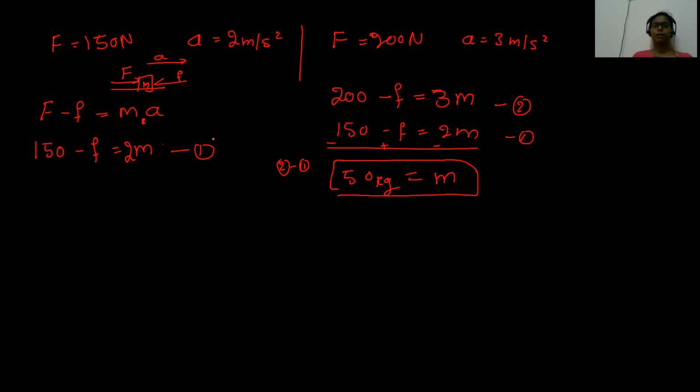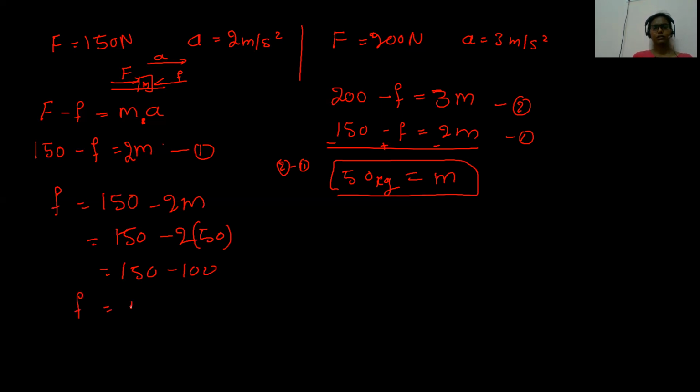Now apply this mass in one of the equations, then you get the frictional force. So let us take the frictional force is equal to 150. So f will come to this side, 2m will go to that side. So 150 minus 2 into mass, which is 50 kgs, right? So simplify this: 150 minus 100, so you will get the frictional force as 50 newtons. Understood, children? Frictional force, how much you got? It is 50 newtons. But what do you need to find?